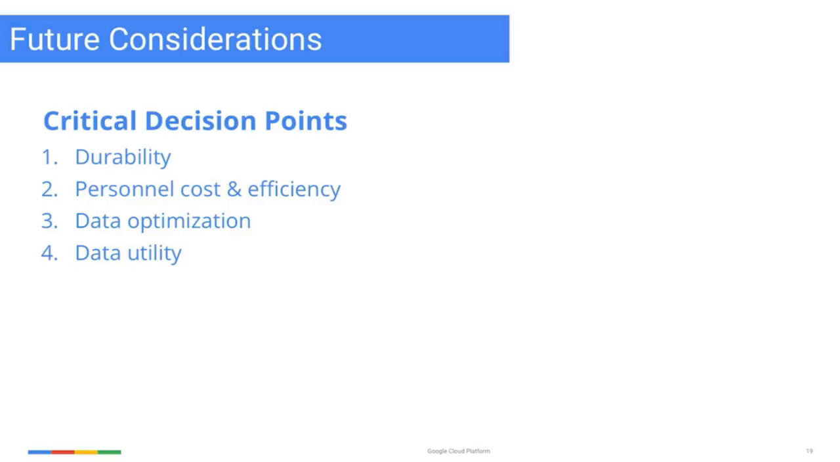The personnel costs are high. Your personnel costs, if they're high, and if your efficiency is low, then it's going to impact the decision between cloud and tape. And again, it's because tape is such a manual process. Data optimization, the more data optimization you think you can do when you have access and availability to your cloud, then the more the benefits of cloud will become reality.